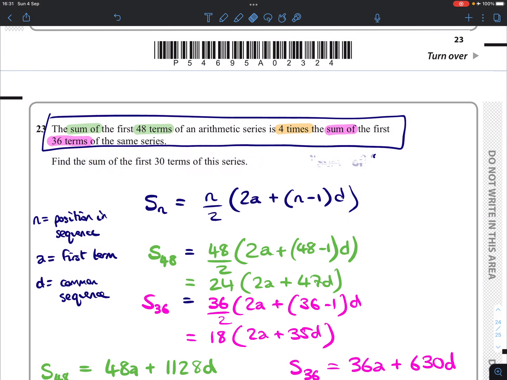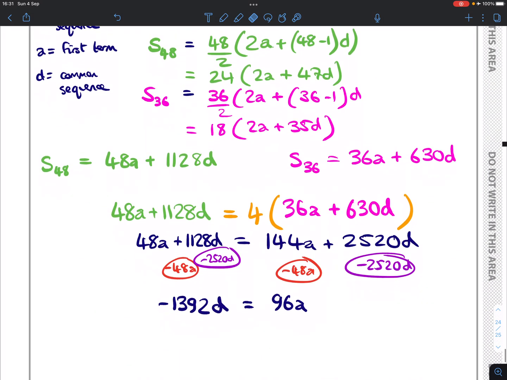by using the information that's been given there, as far as the sum of the first 48 terms, the sum of the first 36 terms, and then the fact that we know that one of them is 4 times as big as the other. This is as far as we have managed to get.